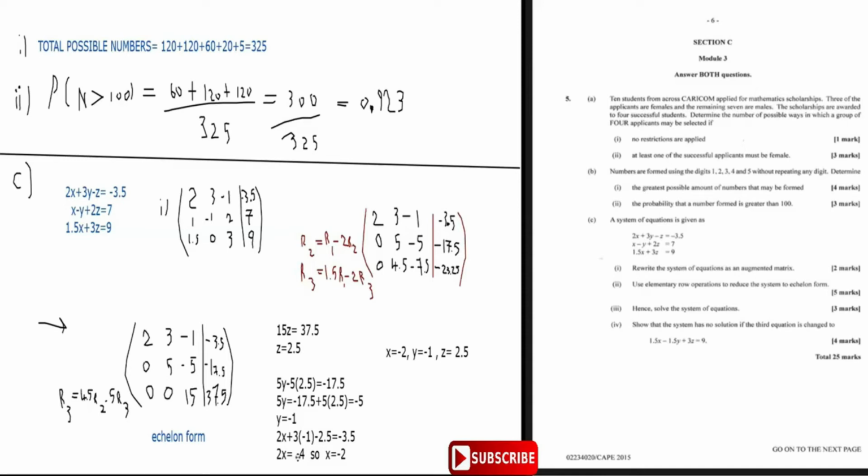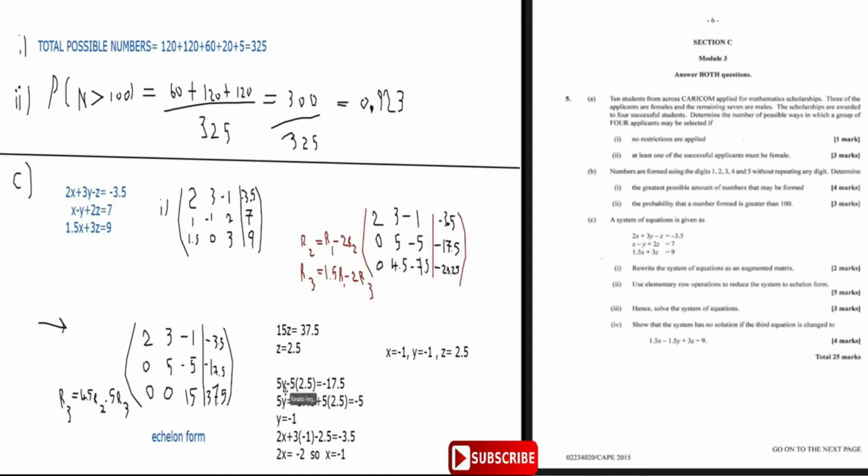Let me edit this. x is minus 2, 2x is minus 2, so x is minus 1. So here, x is minus 1 as well. All right, now that should be fine. 1.5 times minus 1 plus 3z. What is going on? Why don't these add up? So clearly we made some error. Let's check again. This z is 2.5. That's good.